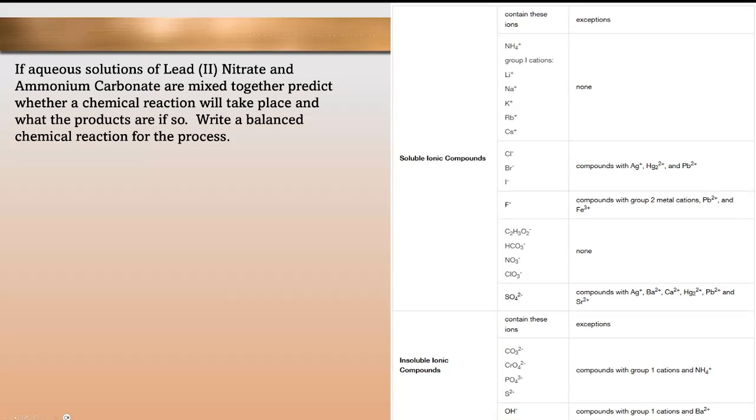So the first thing we have to do is figure out what the formulas of our compounds are. Lead(II) nitrate will have the formula Pb(NO3)2, plus the second compound, and we're told we have these in aqueous solution, so we'll put the (aq) there, plus ammonium carbonate. Ammonium is NH4 with a 1+ charge, and carbonate is CO3 with a 2- charge. So the correct formula for ammonium carbonate is (NH4)2CO3.